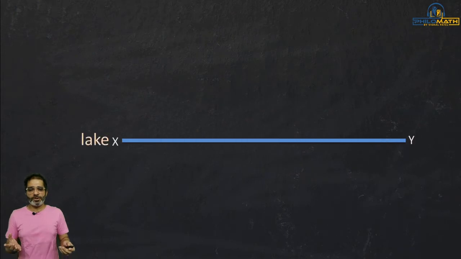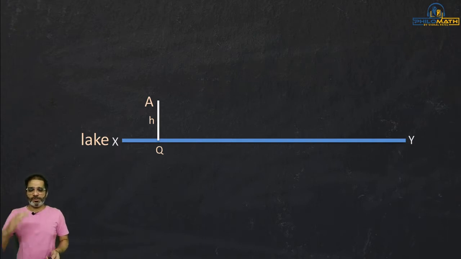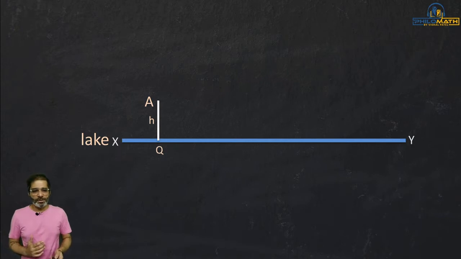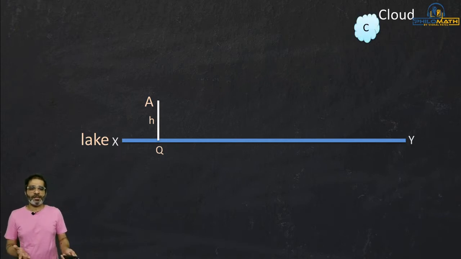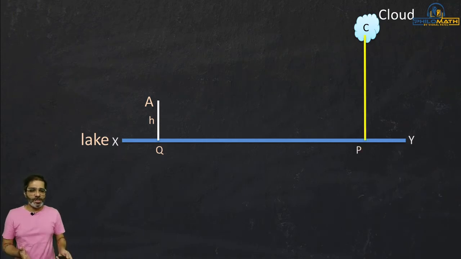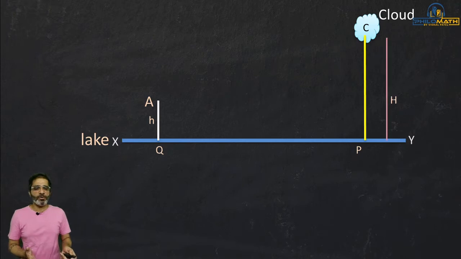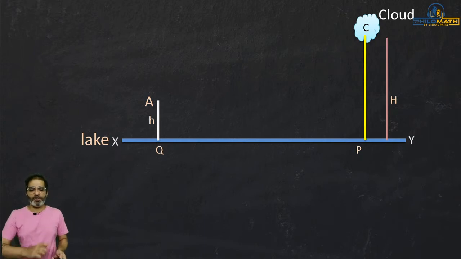So first let us show a lake XY, then we have a point which is at a distance of h meters above a lake. So that is point A. So AQ is nothing but small h. Now let us have point C as nothing but the position of the cloud. So CP is nothing but the height of the cloud above a lake. I am going to take that height as capital H, and this is what we have to find out. Okay, so we'll be finding capital H.